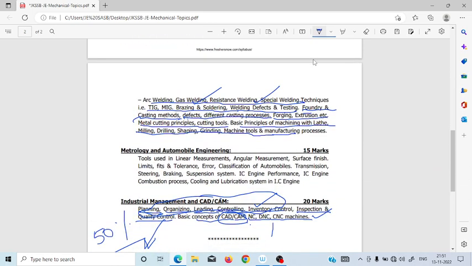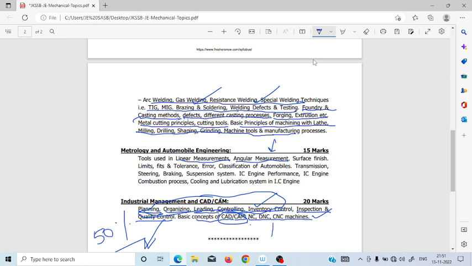is metrology and automobile engineering part. In metrology, we will be discussing the tools used in linear measurement: the vernier calipers, the micrometers, and the tools for angular measurement. One of the most important is the Tomlinson micrometer.